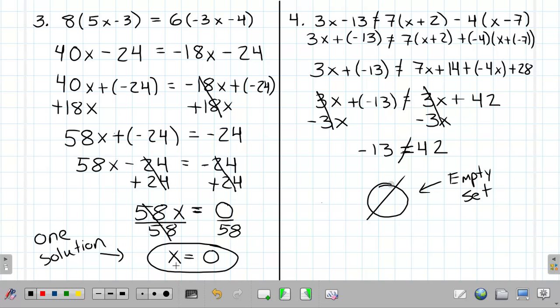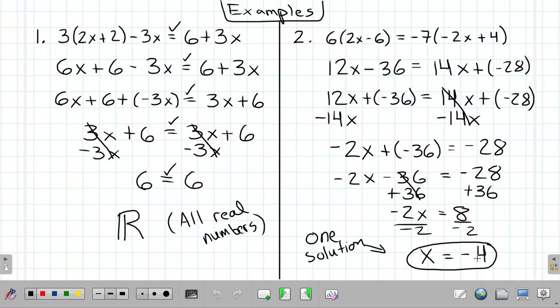Okay. You get something like x is equal to 0 or x is equal to -4. That means there's one solution, and it's just whatever number you get x is equal to. But then you get something like 6 is equal to 6, or 5 is equal to 5, or 20 is equal to 20. You get something down here that's always true. 0 is equal to 0. That means all numbers are your answers. So that means infinitely many answers.